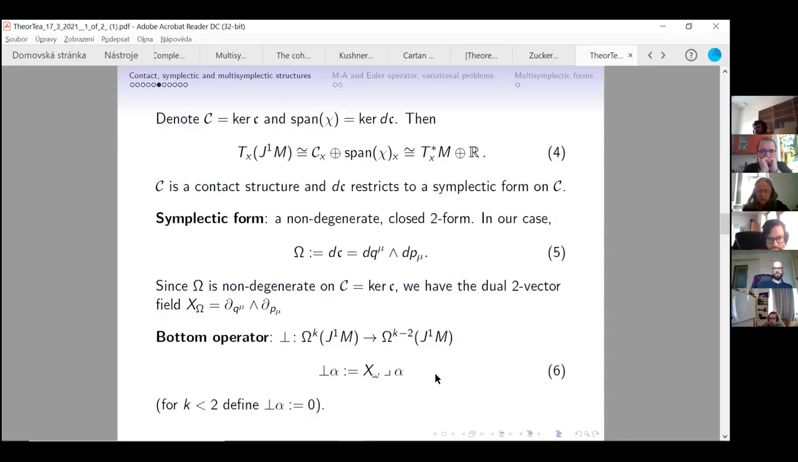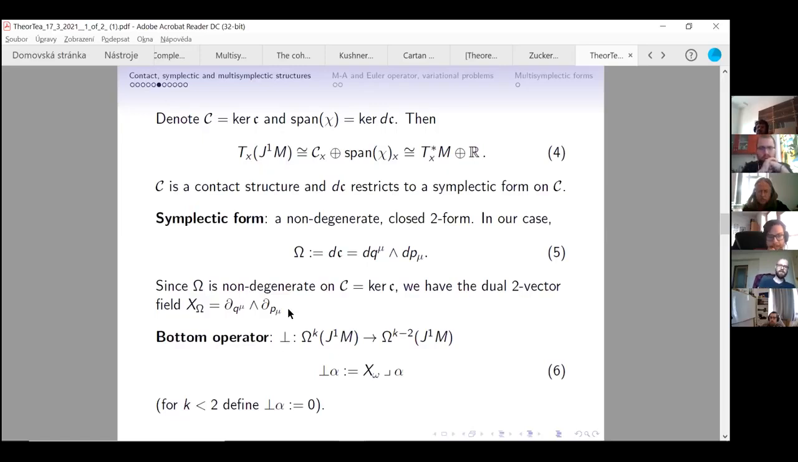Our convention is such that if we want to contract a two-vector with the form, and notice this expression del q wedge del p, then the contraction with alpha would be first contract with q and then with p. So the position would swap.